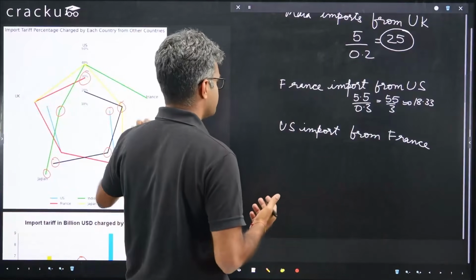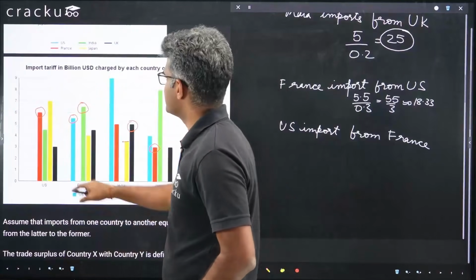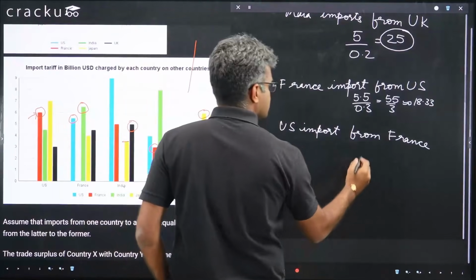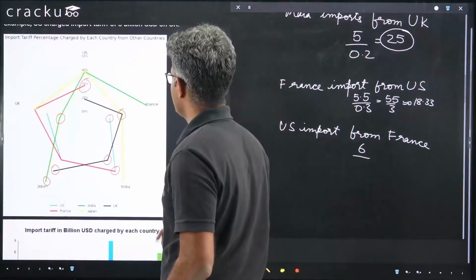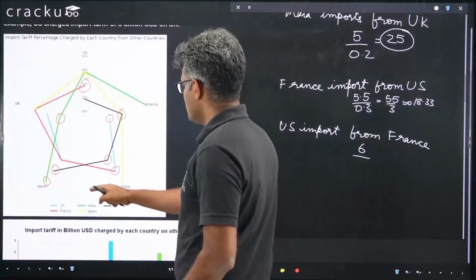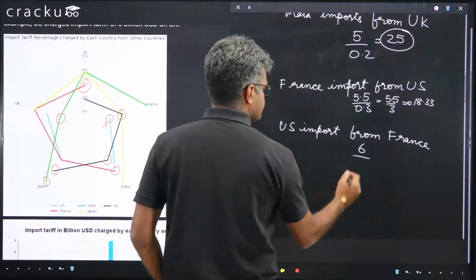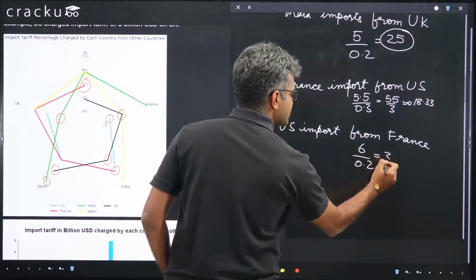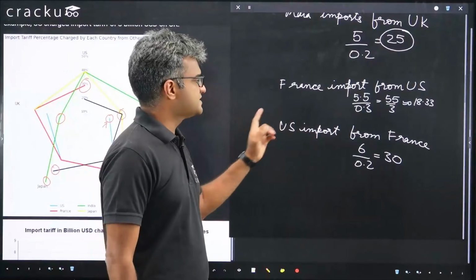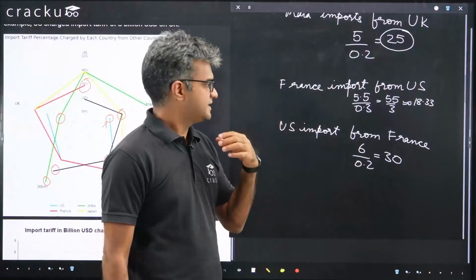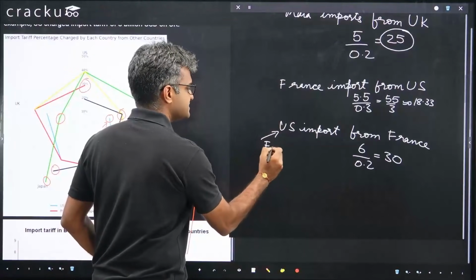How much does US import from France? What is the import tariff that US charged on France? France is red. This is 6 divided by what is the import tariff of US imposed on France, the tariff percentage. US is blue. This is France. It will be this one, which is 0.2. This is 30 billion. So France is importing 18.33 billion. US is importing 30 billion. So France is exporting much more than it is importing, because this is France's exports.